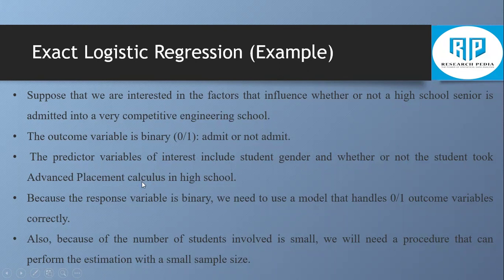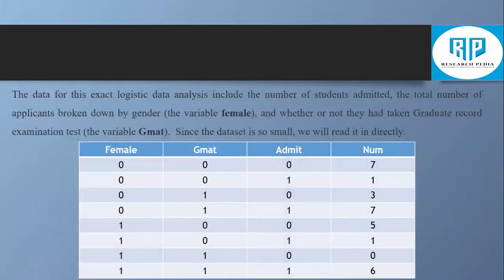In place of this test, I have considered the GMAT test here. Because the response variable is binary, we need to use a model that handles a 0, 1 outcome variable correctly. Also, because the number of students involved is small, we will need a procedure that can perform the estimation with a small sample size. So this is basically the data that we are going to use.